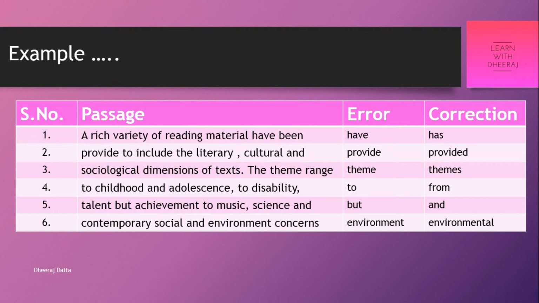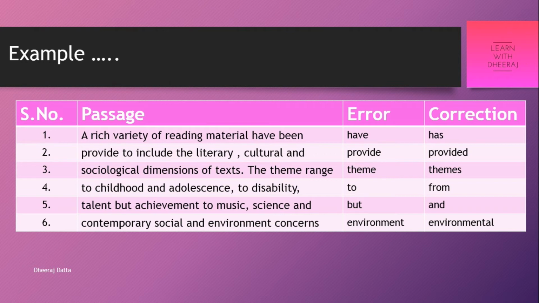Now let's see sentence number 2. A rich variety of reading material has been provided to include the literary, cultural and socio-logical dimension of text. Now when I read this sentence, I realize that "provided to" sounds very incorrect and I have to change it to "provided".